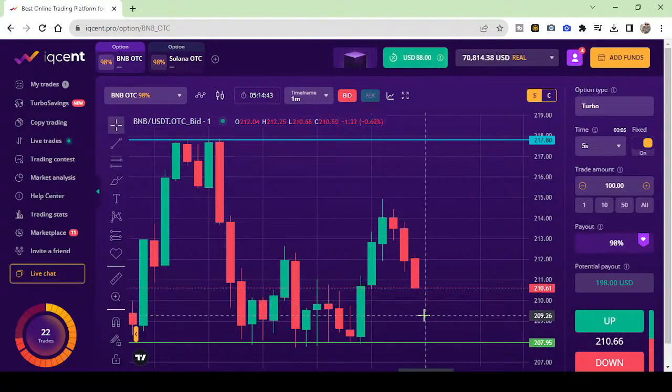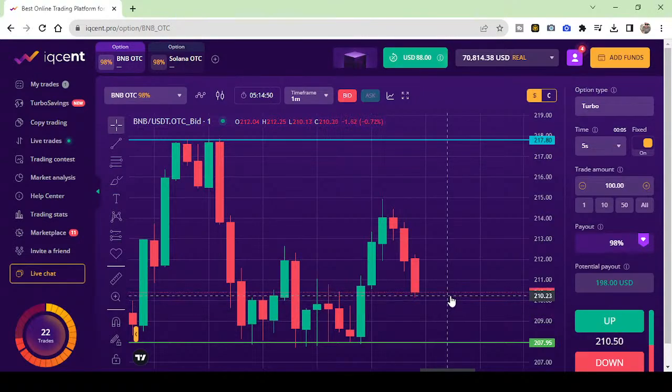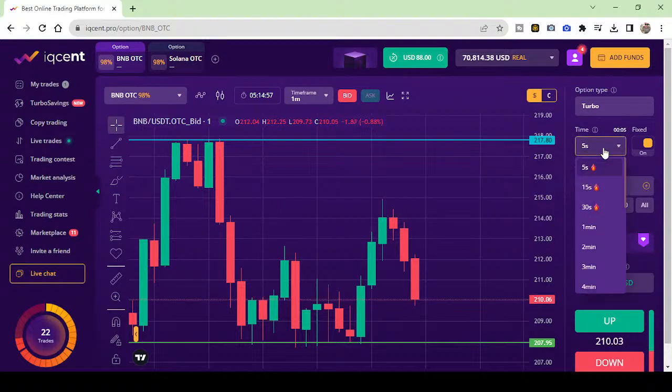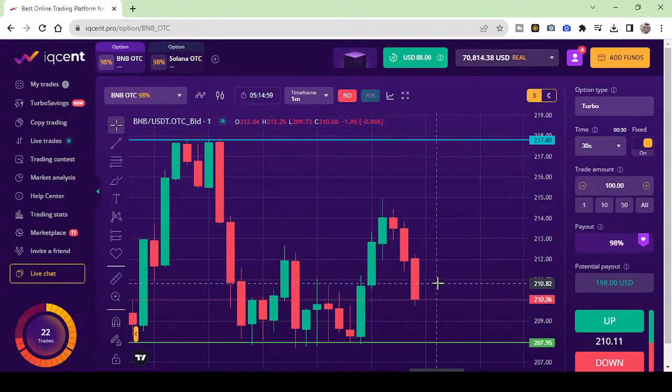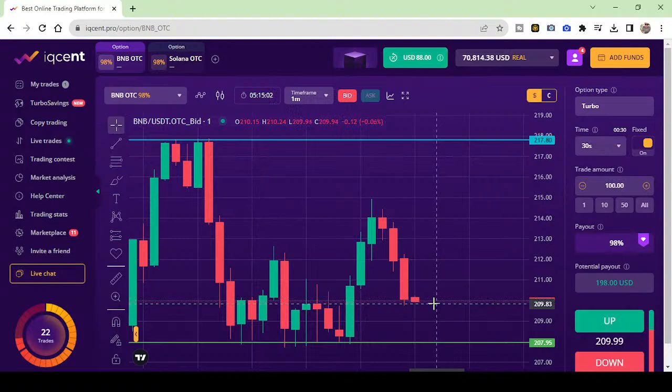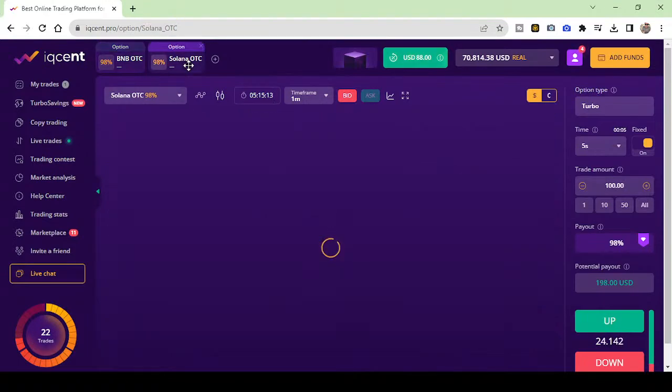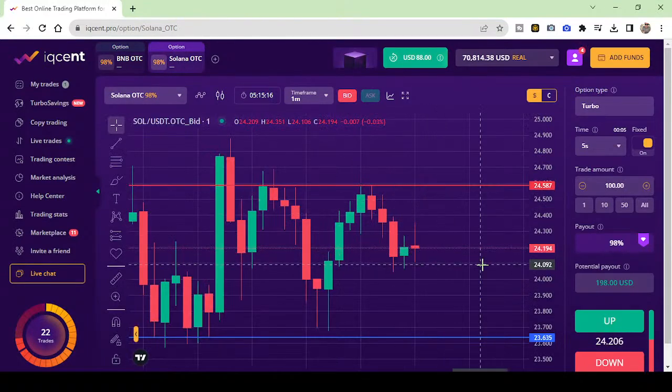So now let's see, we are just waiting. He is almost breaking the support here now. If we do so, let me change over to 30 seconds. Seems like it's holding. If it's holding, we will start to look for Solana again. Yeah, we'll do so. Then let's open Solana.